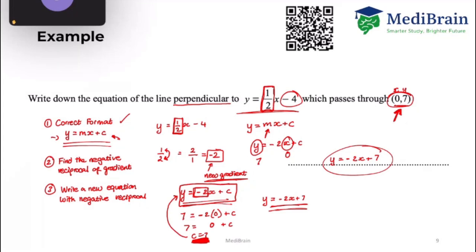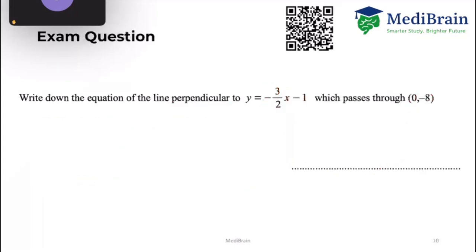So to finish off today, I have one question for you guys to have a go at. Write down the equation of a line that's perpendicular to y equals minus 3 over 2x minus 1 and passes through 0, minus 8. Again, I'll give you some time. Have a go at it, type your answer in the Q&A or scan the QR code.